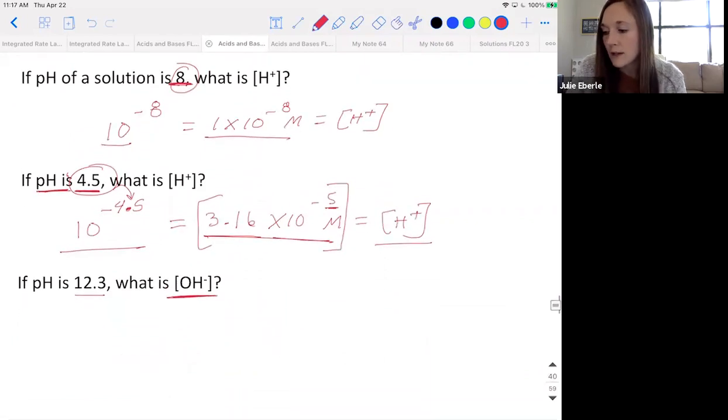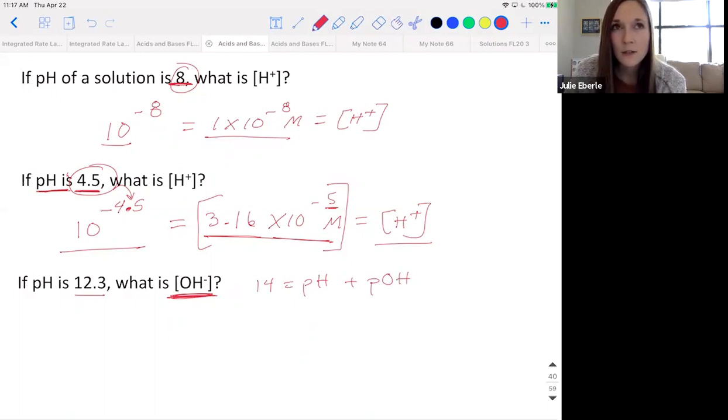So let's do one more, but this is different. How is this different? We're not solving for H plus, we're actually solving for the concentration of OH minus. How are we going to do that? Well, again, that equation I mentioned earlier, 14 equals pH plus pOH, okay? pH plus pOH equals 14. This is going to be the easiest way to do this.